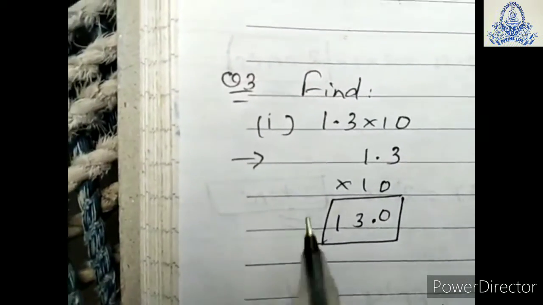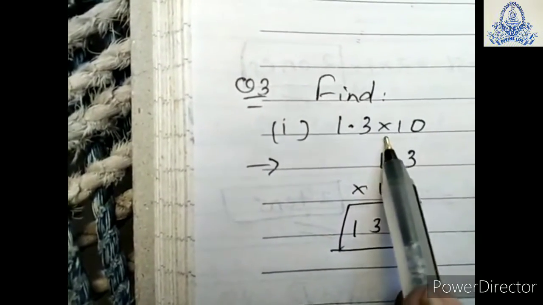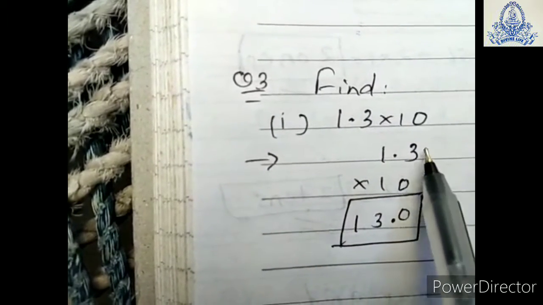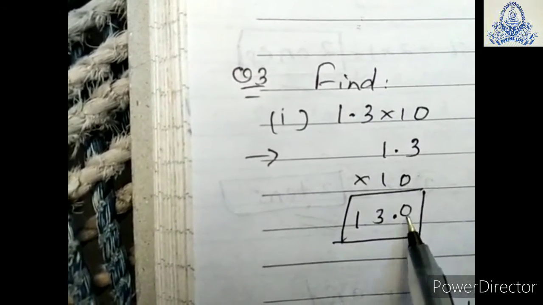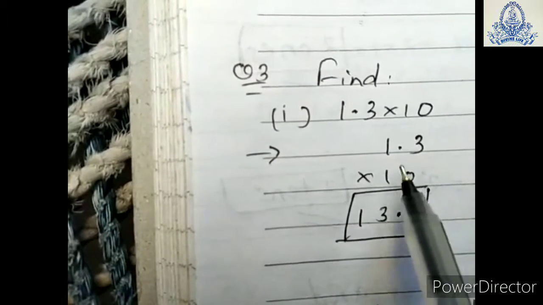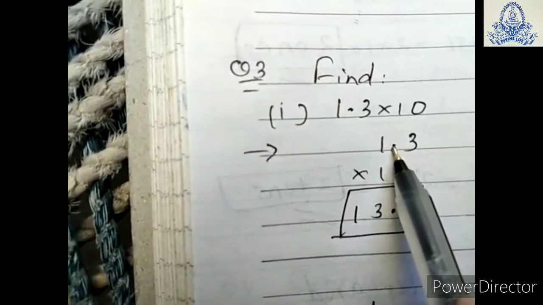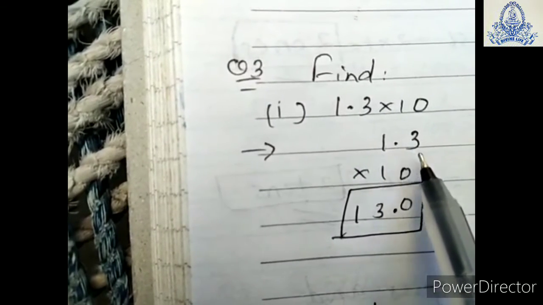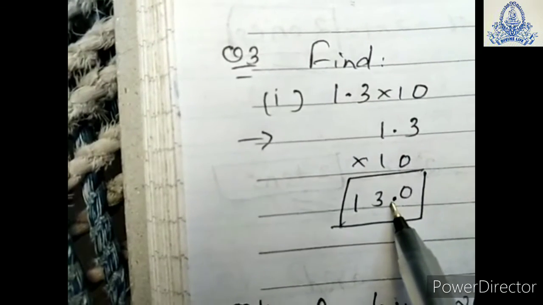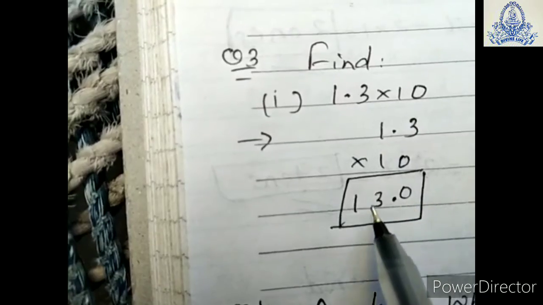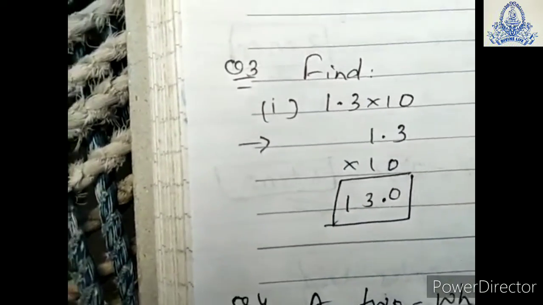Question number 3, students. In the same way, find 1.3 multiplied by 10. 1.3 multiplied by 10, in the same manner we will multiply. 0 as 0 we will take. 1 3 is 3, 1 1 is 1. So we get 130. But here we have the decimal point. After the decimal point, one digit is there. So we will put a decimal point before one digit, and the final answer is 13.0, or you can say 13 is your final answer.